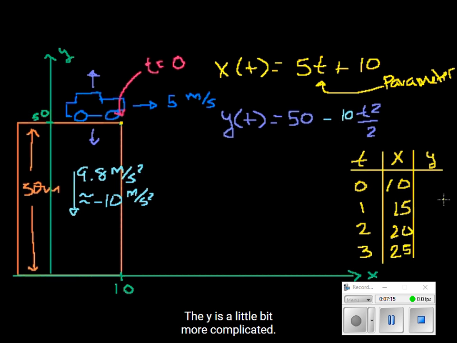Easy enough. The y is a little bit more complicated. Just to simplify this, let's say 10 divided by 2 is 5, so y is 50 minus 5t squared. So when t is equal to 0, this term cancels out. We just have 50 meters up in the air. When t is equal to 1, 1 squared is 1, times 5 is 5. 50 minus 5 is 45 meters in the air.